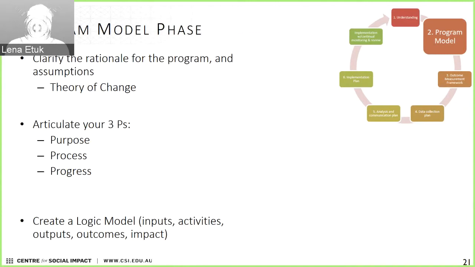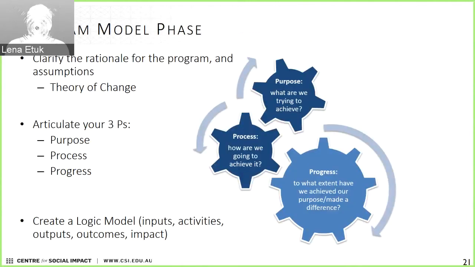And at this phase, you want to articulate your 3 Ps, which are your purpose, your process, and your progress. The purpose is all about what is it you're trying to achieve. Articulate that. Make that into a very clear statement. What is it that this program or initiative or organization is trying to achieve? Next, articulate your process, and that's kind of like your logic model. How are you going to achieve it? What are the inputs? What are the activities?